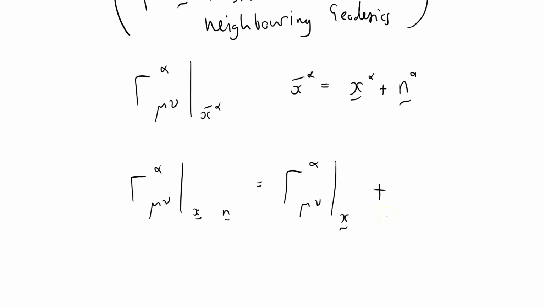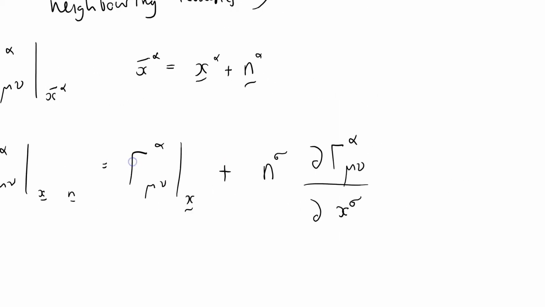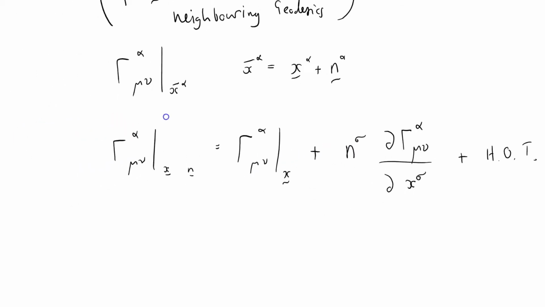Plus, now let me get this right, it's n sigma times the derivative of the Christoffel symbol Gamma alpha mu nu with respect to x sigma, summed over sigma, of course. So there's the relationship, plus higher order terms, I guess, but we're assuming that this n separation vector is small.